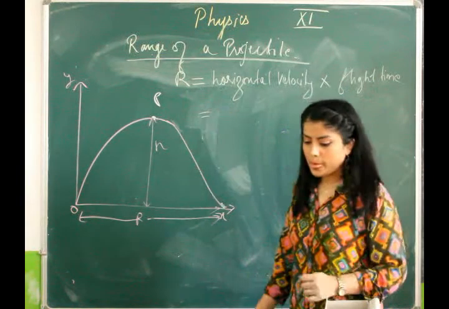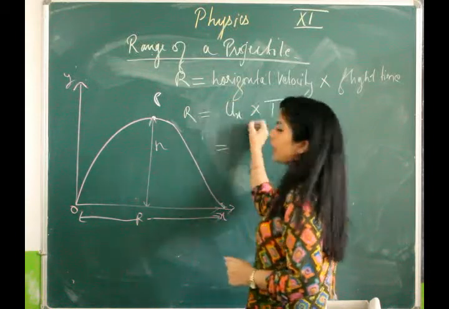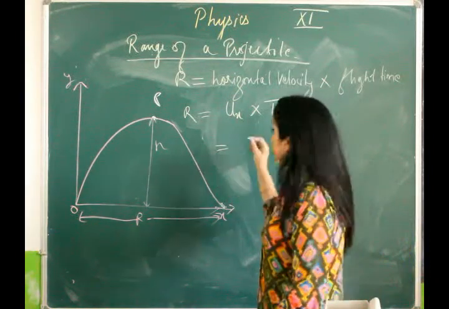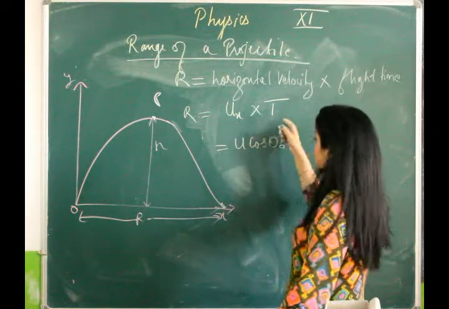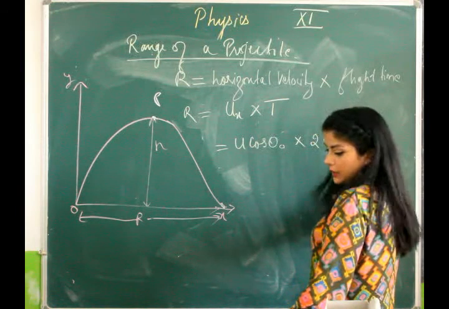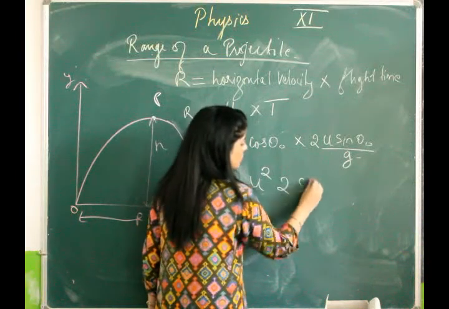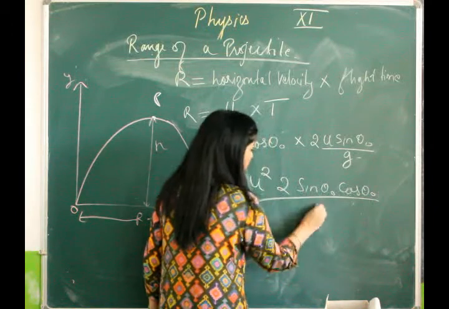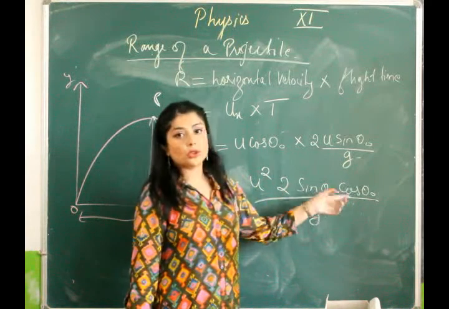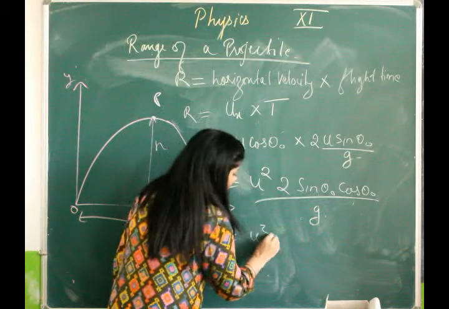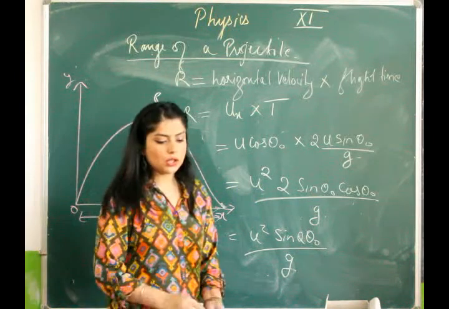Just rearranging this, now r is equal to horizontal velocity, which is ux, times time, capital T. Now ux, in the first class of this projectile I have written, it is u cos theta. Just below the diagram, in the previous diagram, see in place of ux we have written u cos theta. T we have just derived. It is 2u sin theta naught divided by g. We'll rearrange this: u into u is u squared, 2 sin theta cos theta divided by g. Now I hope you know the formula: 2 sin theta cos theta is equal to sin 2 theta. So we write u squared sin 2 theta divided by g. This is the range of a projectile.